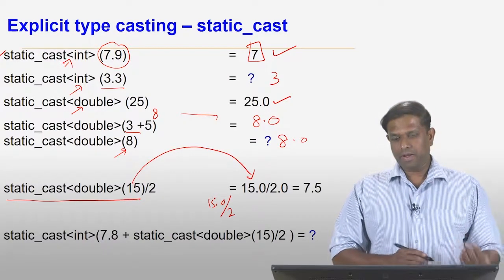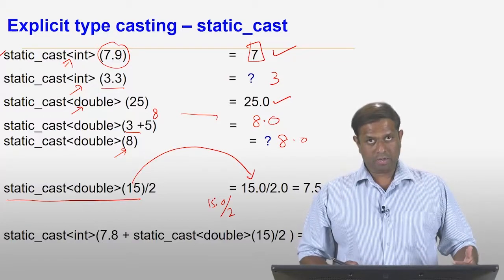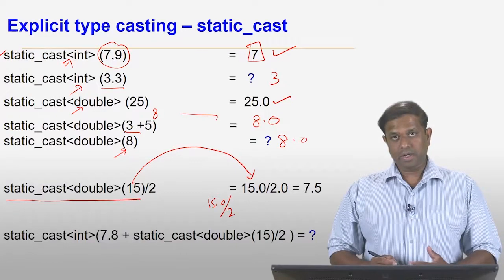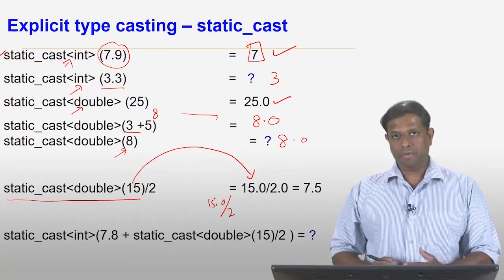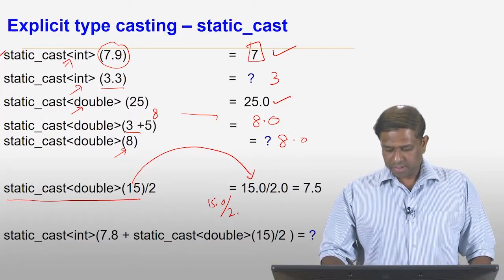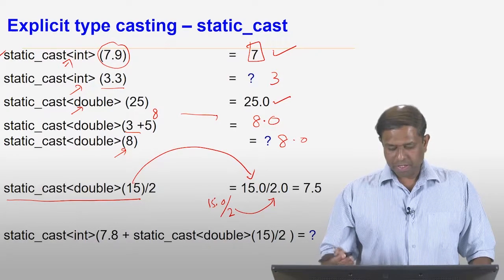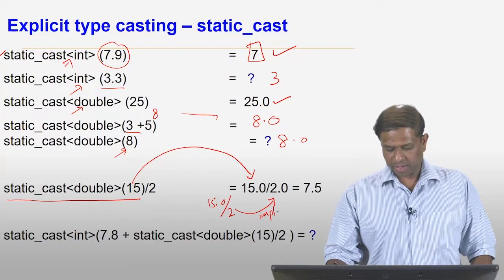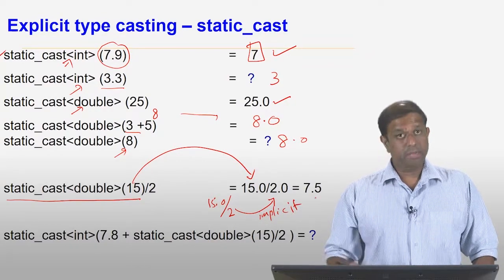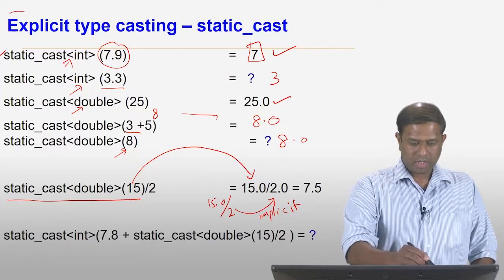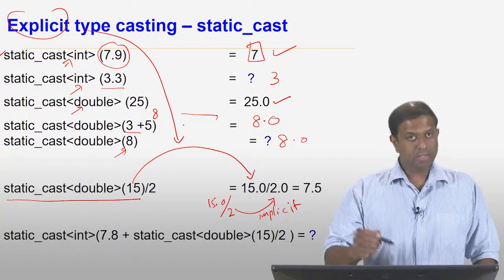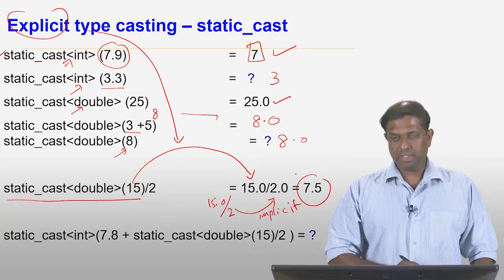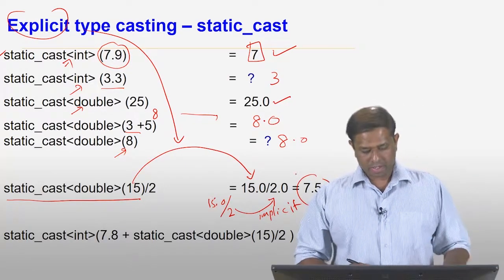Now we have a double value and an integer value in this expression. According to the previous example, we know that we need to convert the integer value into a double value before we perform the division. So 2 will be converted into 2.0. That conversion happened implicitly, right. So this is implicit type conversion, and the one happening here is an explicit type conversion. Both of them together. Once you perform this operation, the final outcome is going to be 7.5.